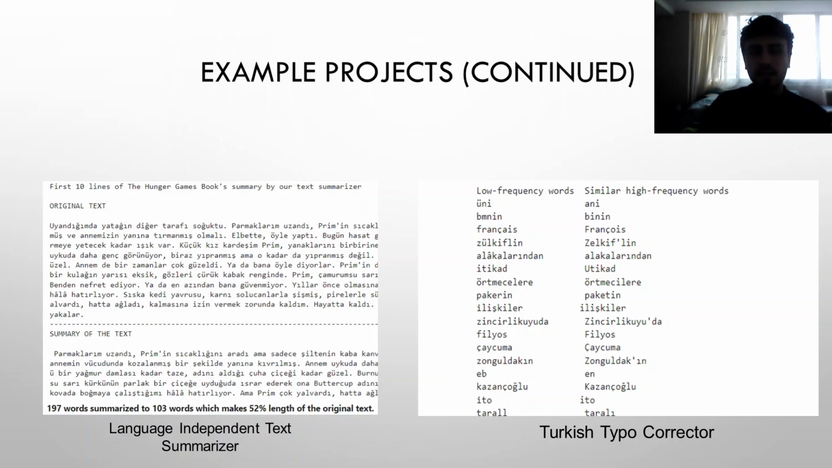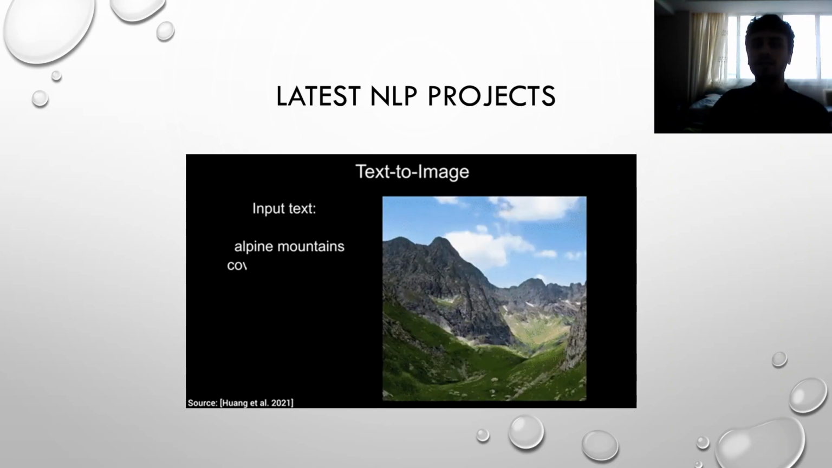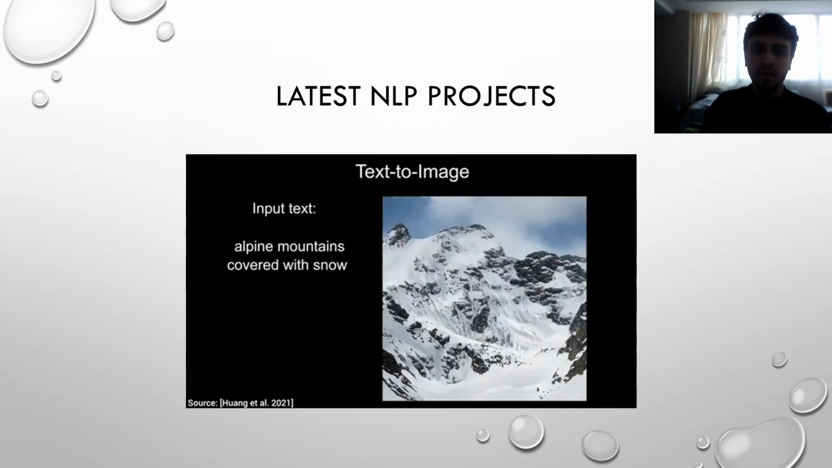And on the left, you can see a language independent text summarizer. In this example, I summarized the first 10 lines of the Hunger Games books, and it's summarized by 52%, but the disadvantage is its complexity was really high. So here are some of the latest NLP projects.